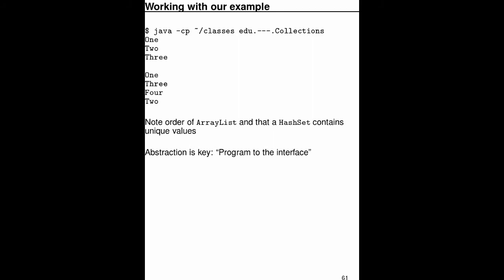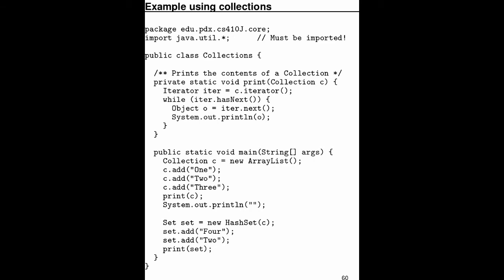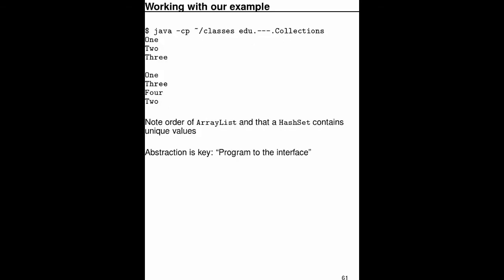So what do you get when you run this program? Well, first of all, you get the output of the contents of the first collection, 1, 2, 3, and then the contents of that second collection, which is 1, 3, 4, 2. So this is kind of interesting. The first thing I notice is that while the array list maintains the order in which you added elements, the hash set does not. I added 1, 2, 3, 4, and instead I get 1, 3, 4, 2.